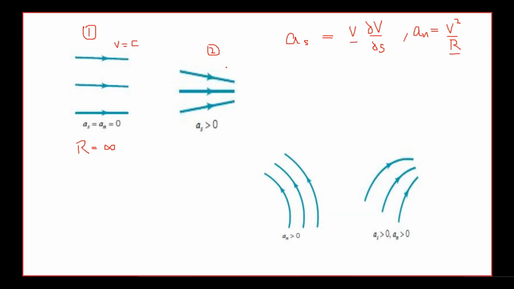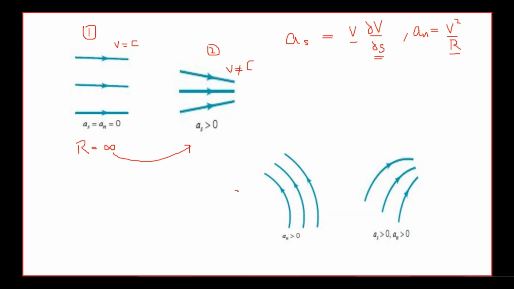Clear? So velocity is not constant. V is not equal to constant. It is increasing. So partial V by partial S will not be equal to 0. इसलिए AS जो greater than 0 आ जाएगा. AN क्यों 0 है? Because again it's a straight path तो R is infinity, वही apply होगी इसके ऊपर. तो AN जो है वो 0 होगा.